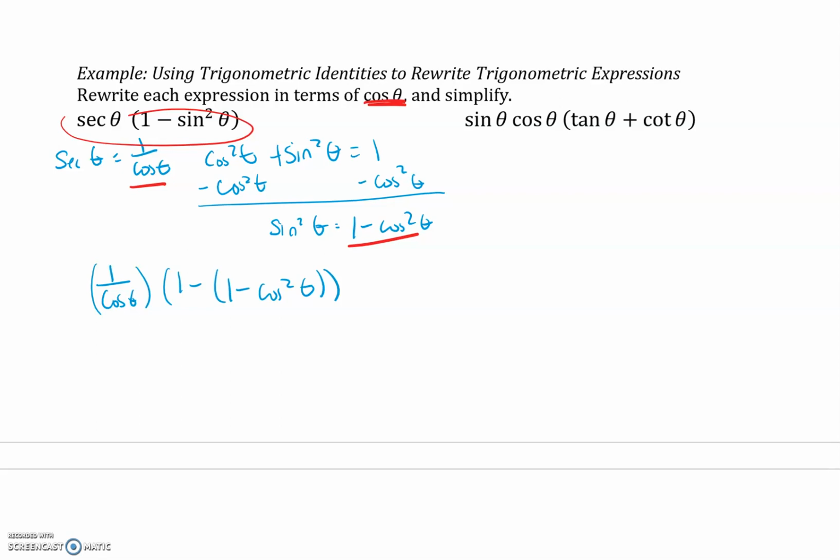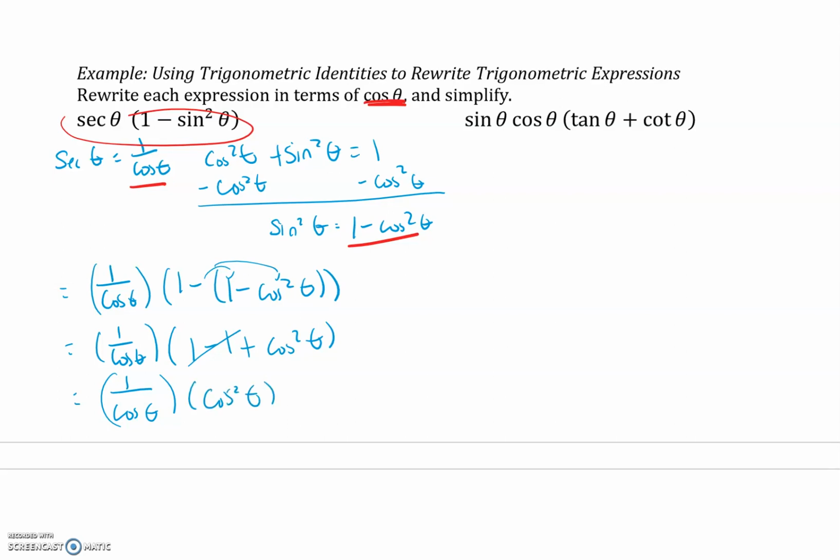All right. So I'm going to leave this 1 over cosine theta on its own because I want to do my PEMDAS, do the parentheses first, whatever I can in here. Distribute this negative. So that becomes 1 minus 1 plus cosine squared theta. So then I'm going to get 1 over cosine theta, and then the 1 minus 1 turns into 0, so it's going to be times cosine squared theta. So that's equal to cosine squared theta over cosine theta.